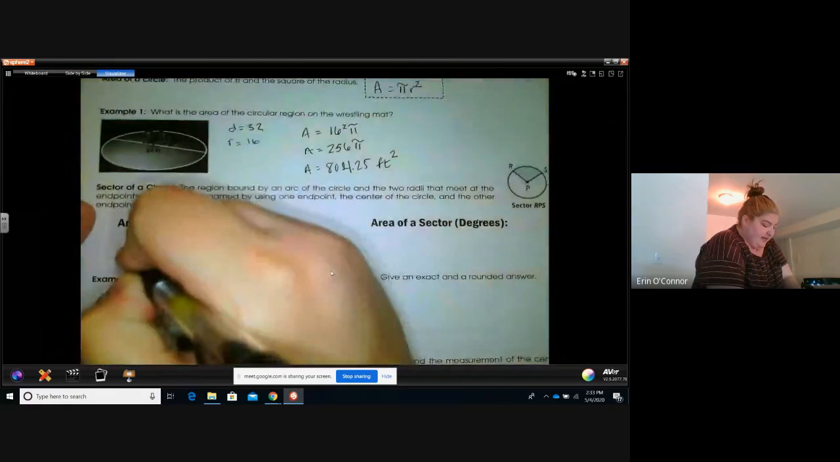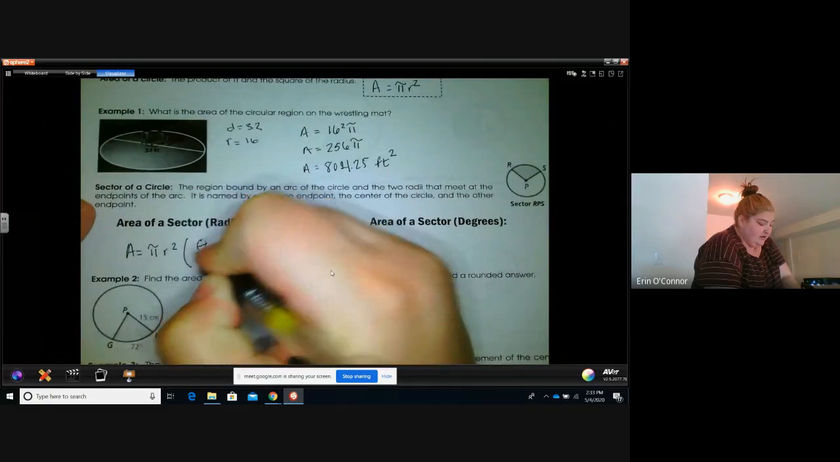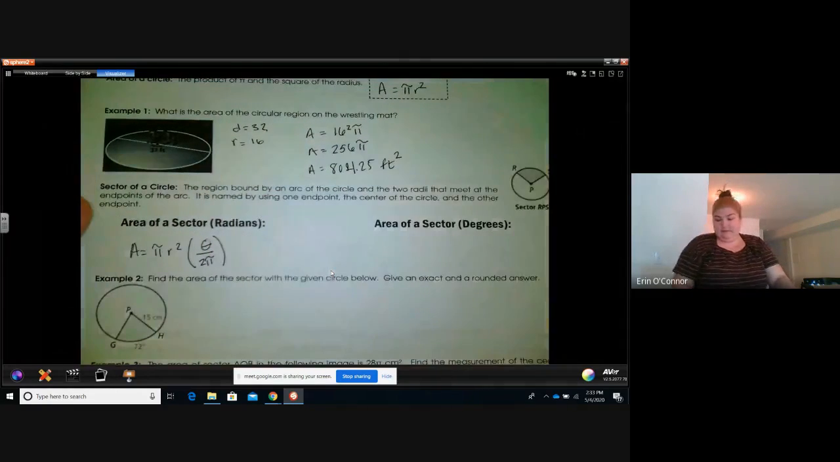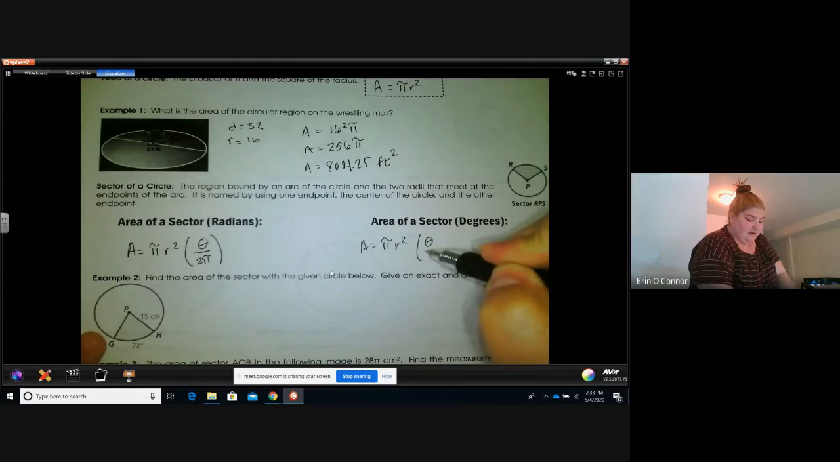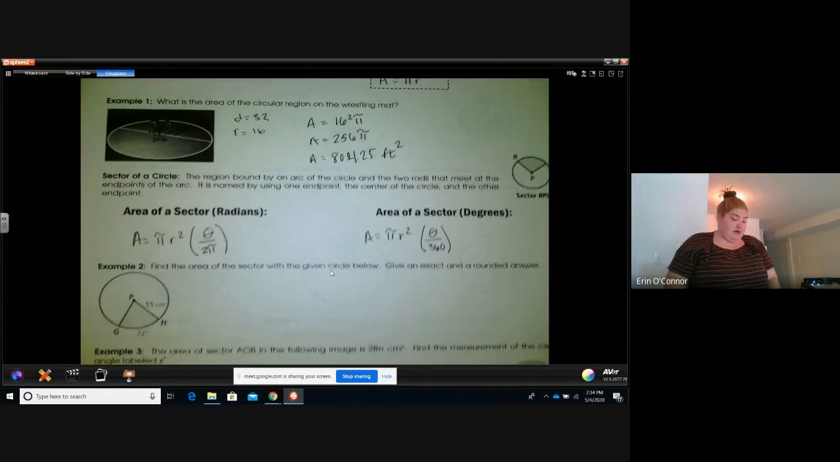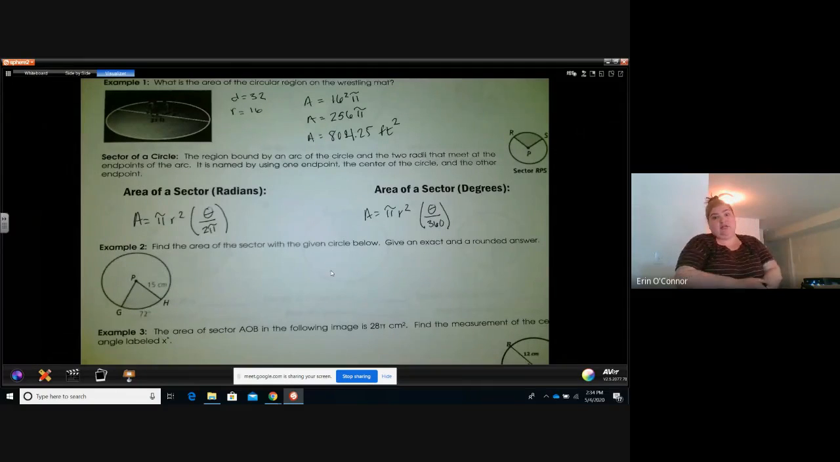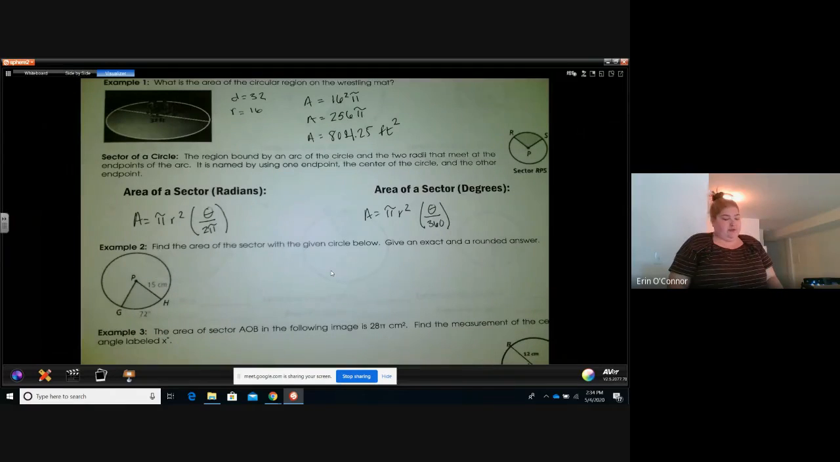So the area of a sector in radians is going to be pi r squared times theta over 2 pi. And then in degrees, it's going to look almost exactly the same, pi r squared, but this time it's theta over 360. Now we're going to do the degree one today because I want some practice with that. We practiced with radians yesterday. Today we're going to do some practice with degrees. And this one you can do in degrees. Like, I know length of an arc had to be in radians first before we did. That's why I gave you an either or option. So let's do the example.